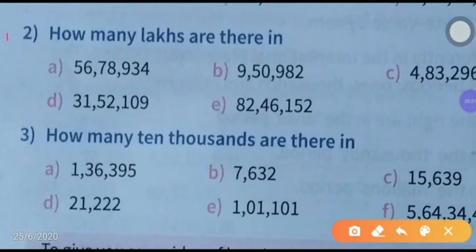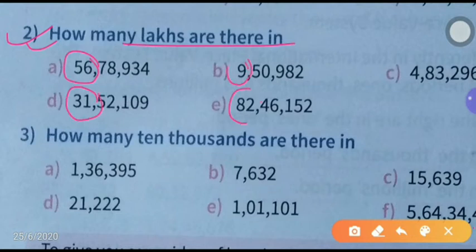Next one is here, how many lakh are there? Okay, here 56 lakh are there. Okay, here 9 lakhs are there. Here 31 lakh, 82 lakh, here 4 lakh. Next, third number, how many 10,000s?